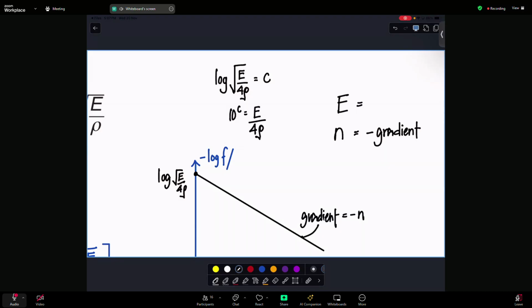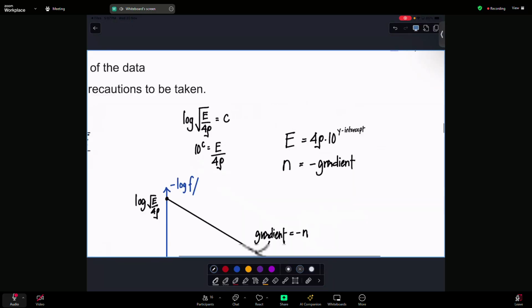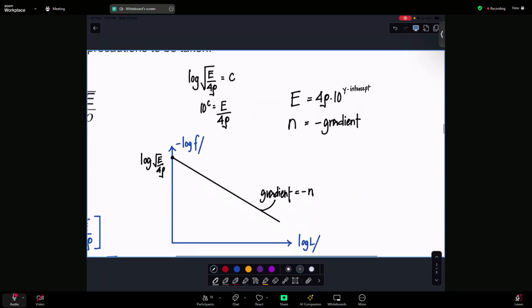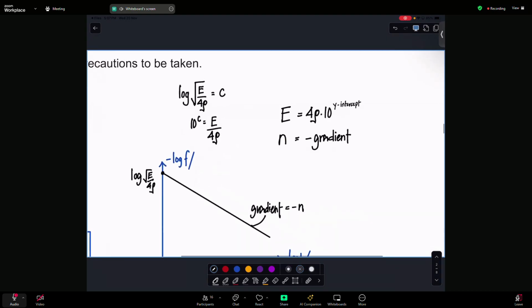And I need what here? E, right? So E is supposed to be 4 rho times what? 10 to the power C, because for our calculation, what will you write? Y-intercept. Understand? Oh, sorry, root, wait, root. It will be squared here, it's not square, it's C squared, right? C squared, 2 times 10 to the power C, it becomes 8. Am I doing anything illegal?